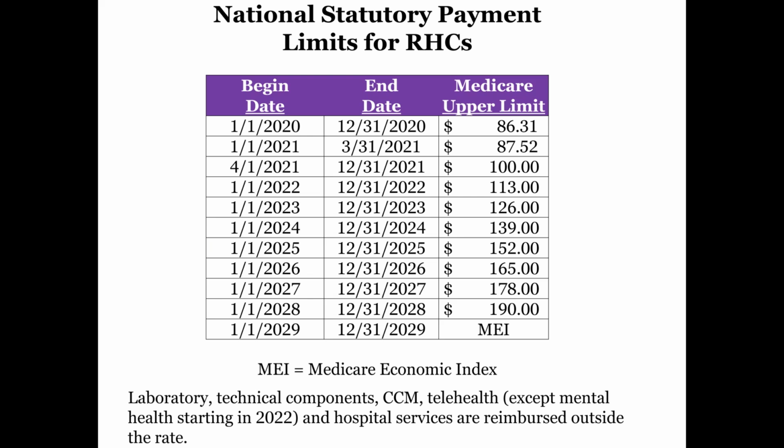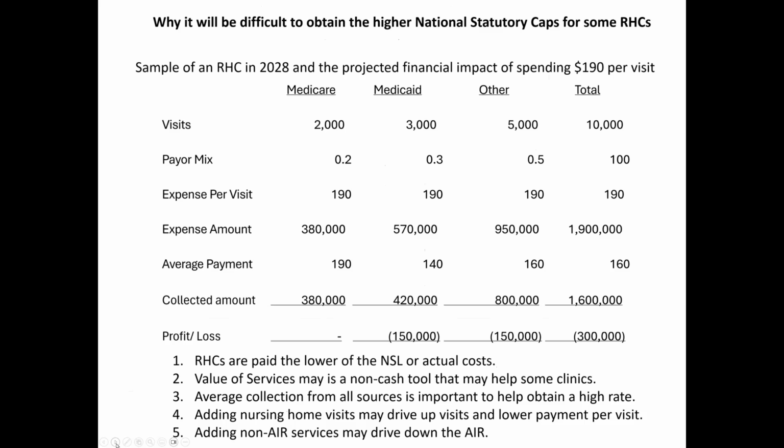It's the lesser of this number here, this national statutory limit, or your actual cost per visit. So a lot of people think, oh, we're guaranteed to get $190 per visit in 2028. That's not correct. It's whatever your cost per visit is, or $190, whichever one is less, is what you're going to get. So keep that in mind. It's why these cost reports are so important.